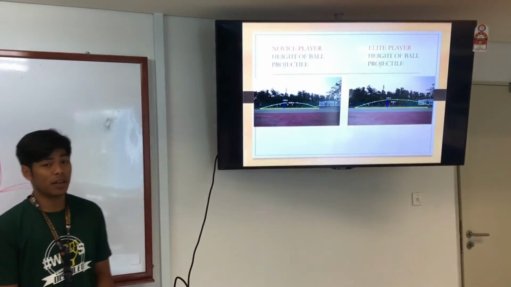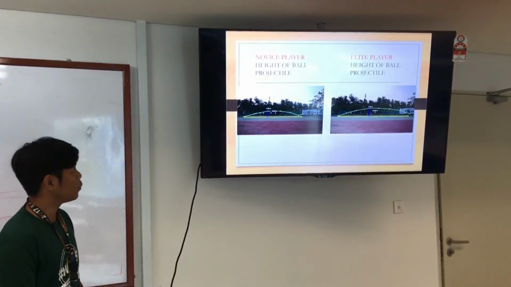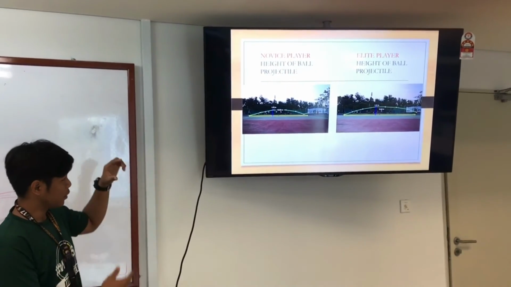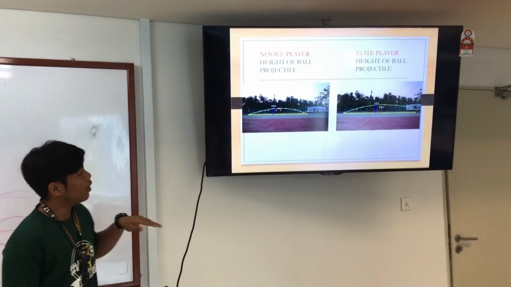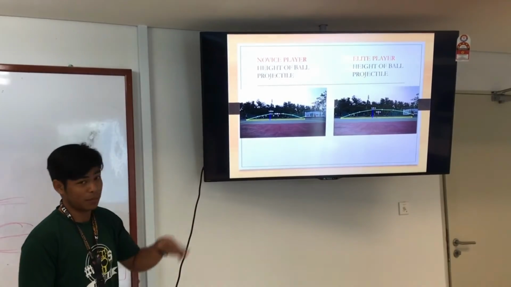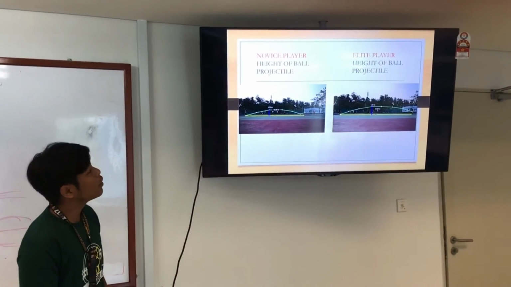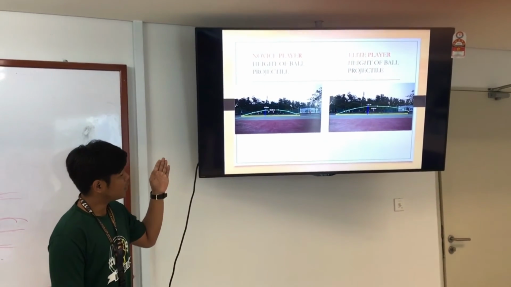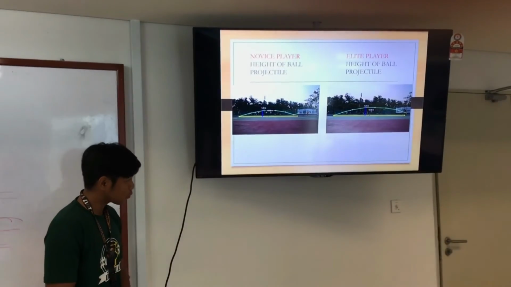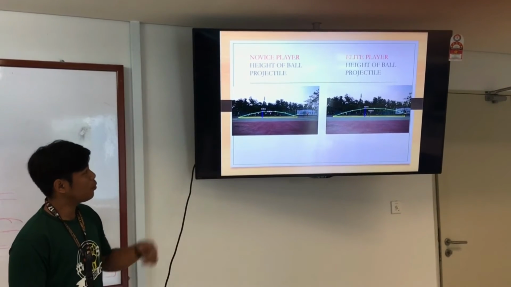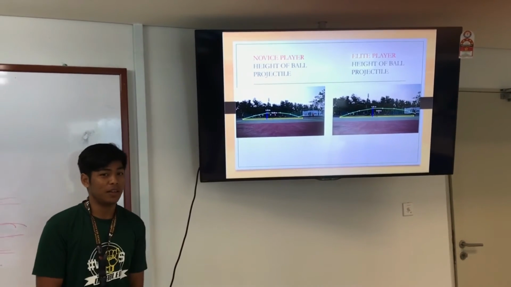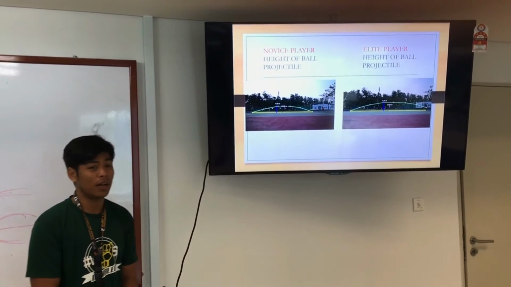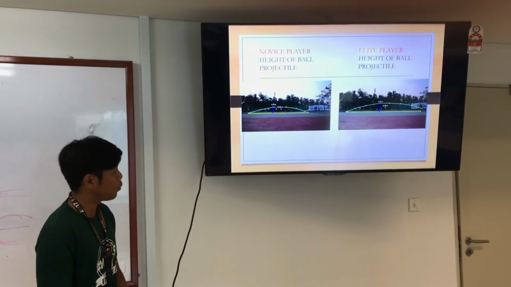So this is the next slide from the previous one. This picture of the novice player and the elite player shows the height of the projectile and the length from the first point to the second point. So first we go with the novice player. As you can see, the length from point A to point B is exactly 12 meter, but for the novice player, the ball only travels until 10 meter.